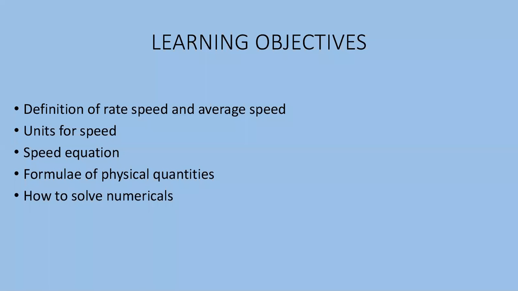Now, what we have learned: definition of rate, speed and average speed, units of speed, speed equation, formula of physical quantities, and how to solve a numerical. But before going to these topics, I would like to revise some main points of the chapter which are not in this slide. First, what is time?